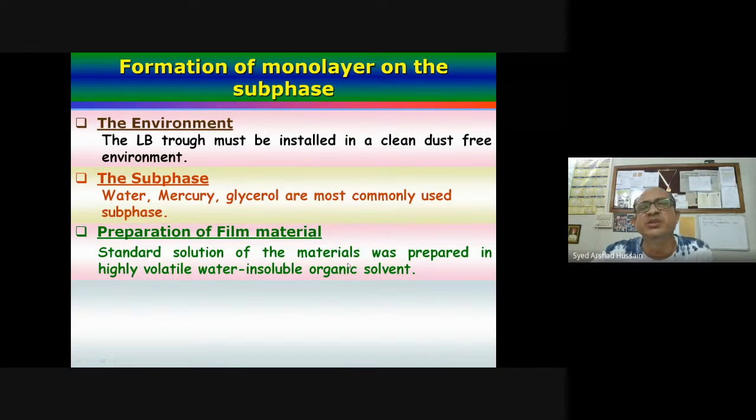Since you are working with molecular dimensions, it is very important to look into the environment, because a minute amount of dust may change the properties of your material. So you have to install all the systems in a very clean, dust-free environment. And for your surface, normally we use water, but mercury, glycerol, etc. can also be used.